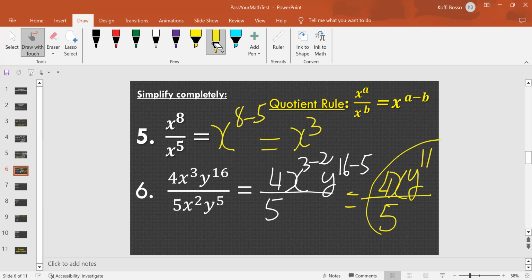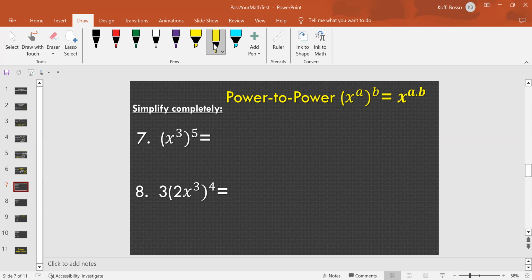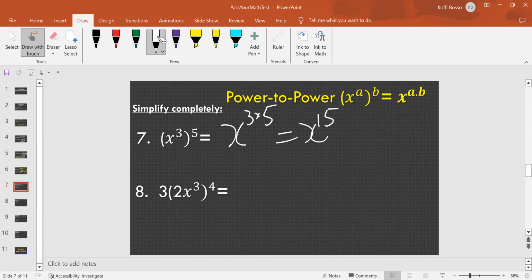Question number 7. This question, we're going to use another rule. Yes, for exponent, we have many rules. So here we have a power to power rule. So you have to understand that x has a power, which is 3, and everything raised to another power. That's why we say power to power rule. And the rule said we need to multiply the two powers. Therefore, here we're going to have x, okay, 3 multiplied by 5, which is x to the 15th power.